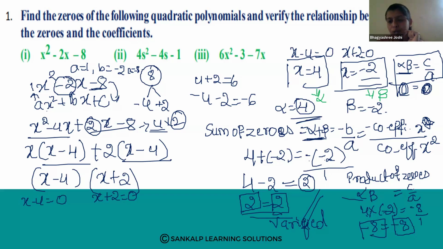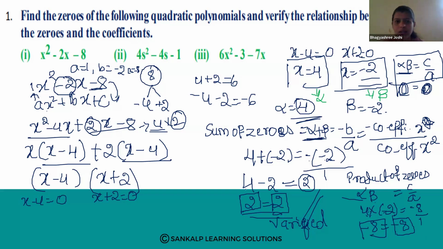Alpha into beta is equal to C divided by A. Alpha is 4, beta is minus 2. What is the C value here? Minus 8. Minus 8 divided by 1, and 4 into minus 2 is minus 8. Minus 8 is equal to minus 8. So here also both the values are same. Therefore it is verified. Finally, what should you write? It is verified, or you may say the relation holds.